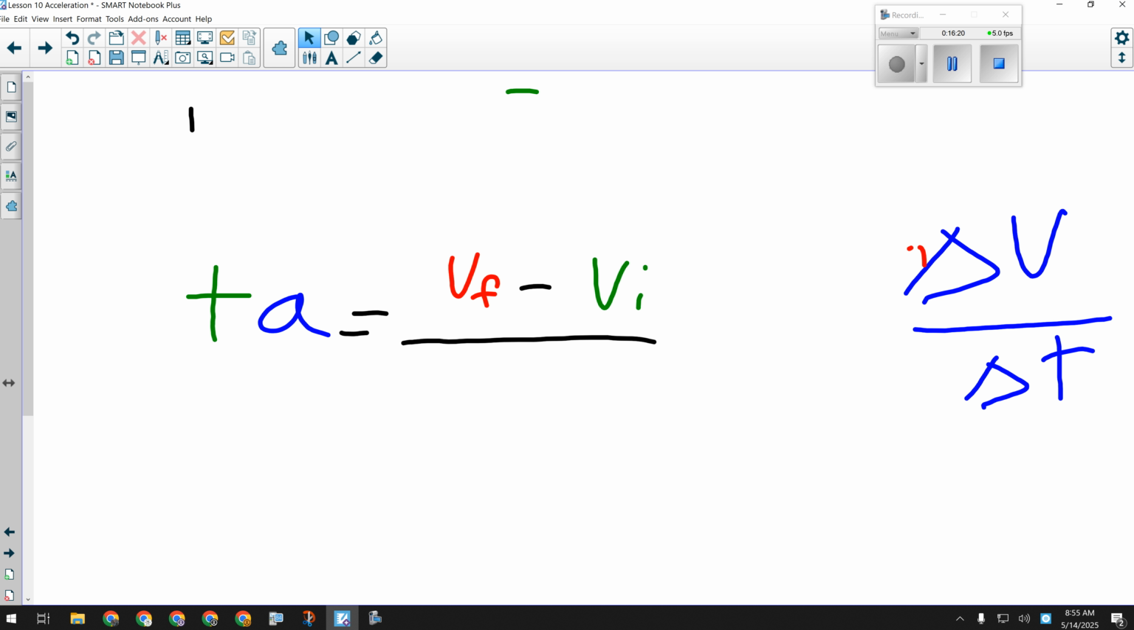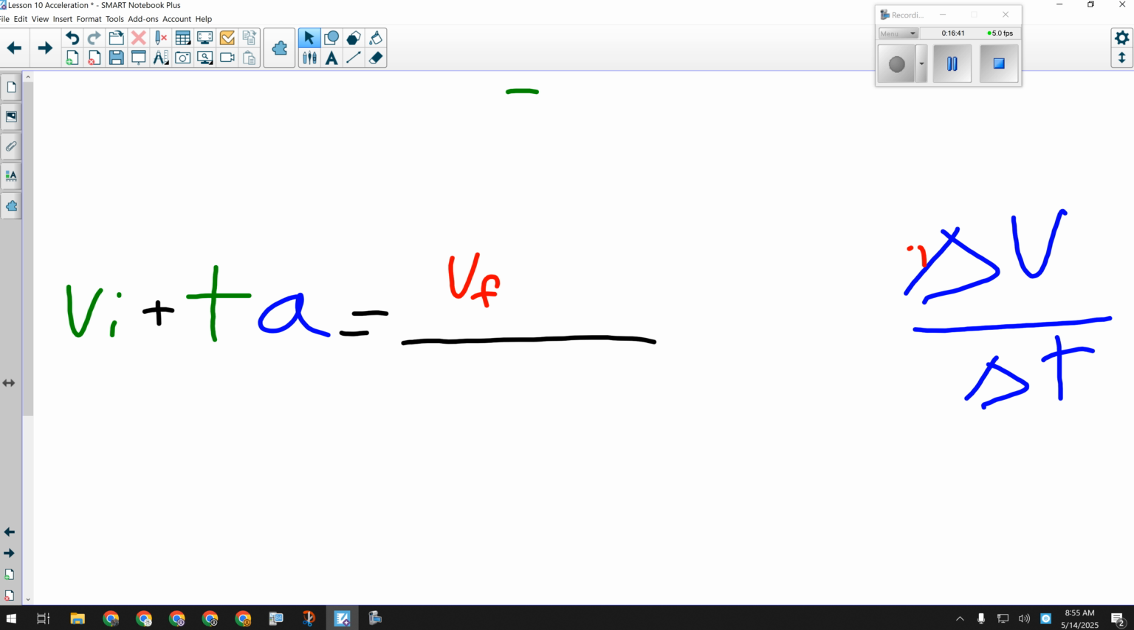Now how do I get VF by itself? Add VI. So I'm going to move VI over here. Now I got VI plus T times A.